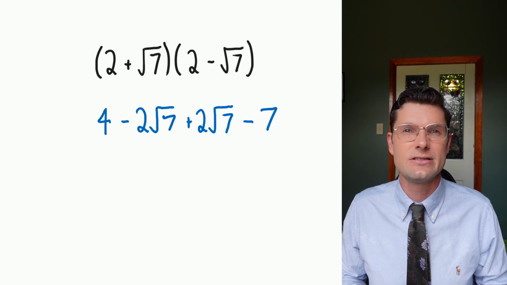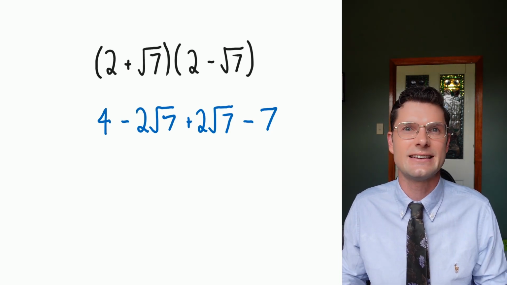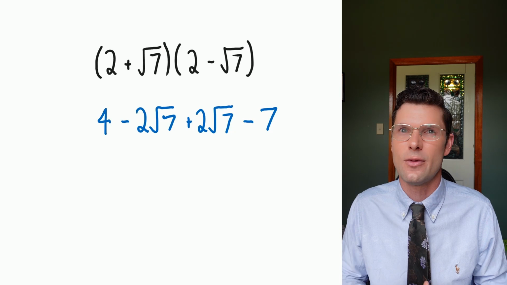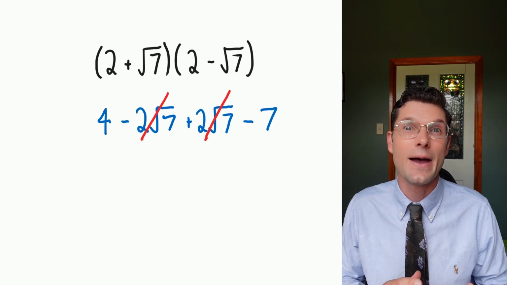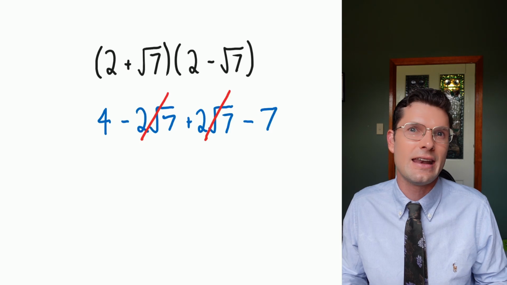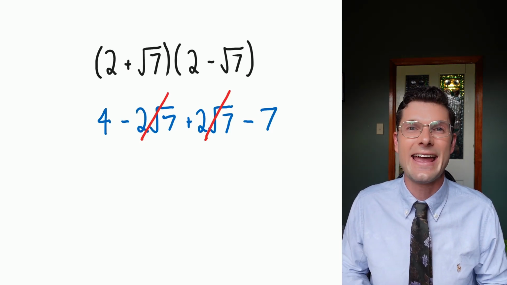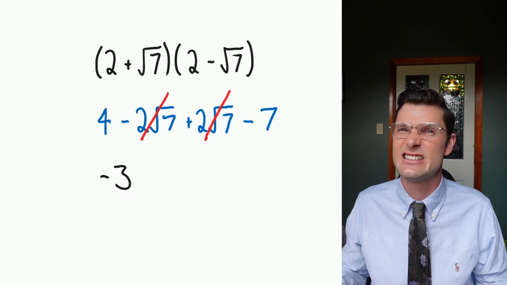The important bit here is if I've got negative 2 root 7 plus 2 root 7, that's the exact same thing. And we know plus and minus cancel each other out. That means these two terms just disappear. They equal 0. Now I just have to do my 4 minus 7. That's what's left over. So my answer for this really complex surd is just negative 3.